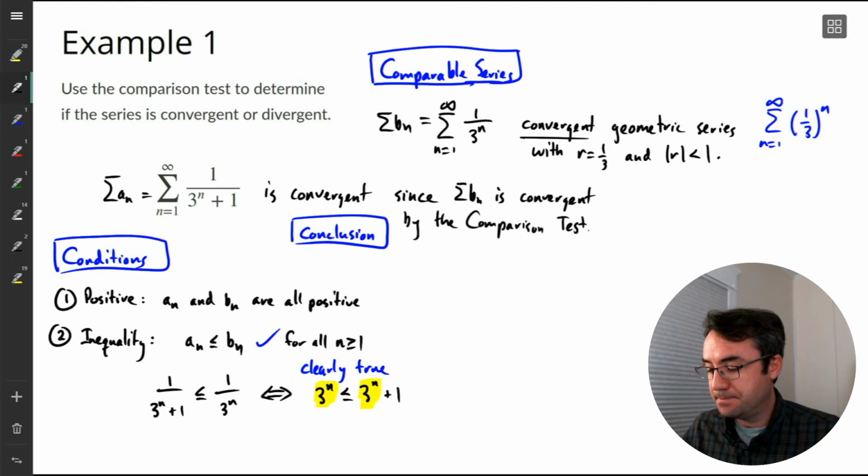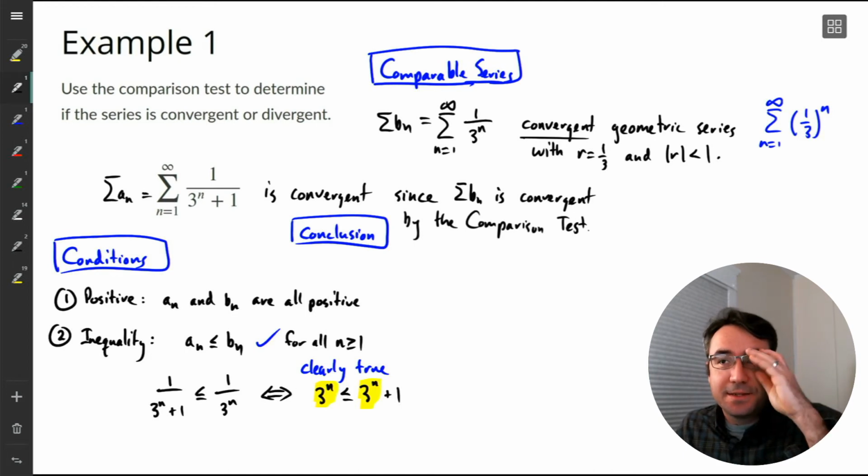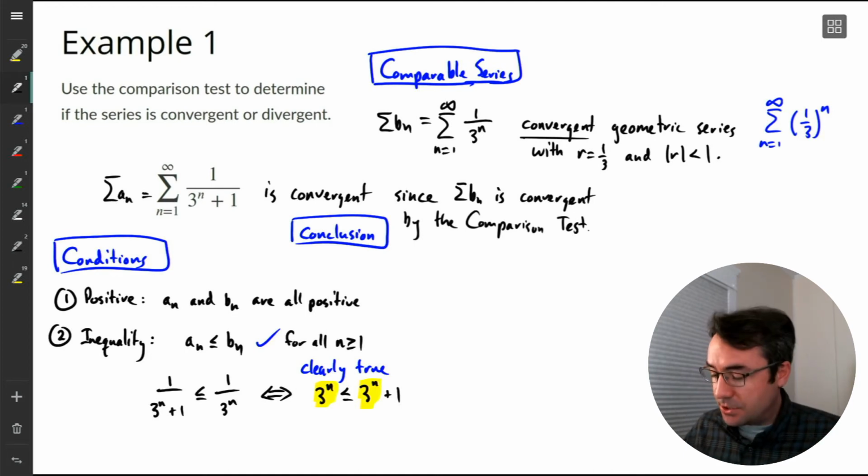All right, so that's really it. It's those three steps. So let's try another one.